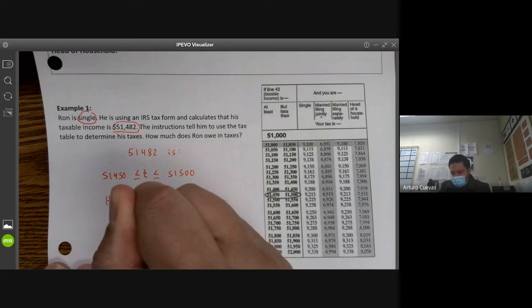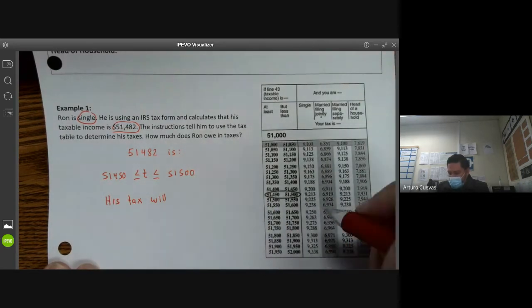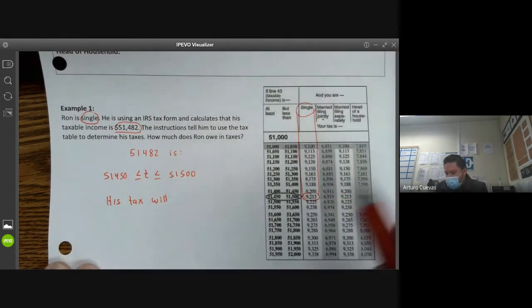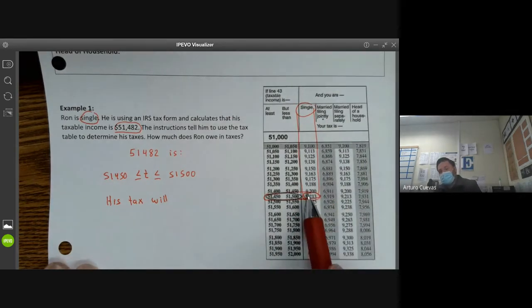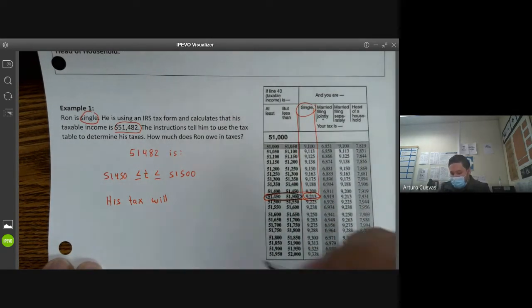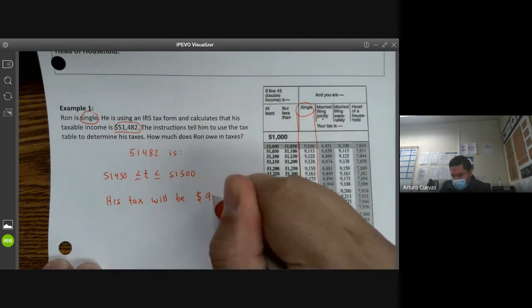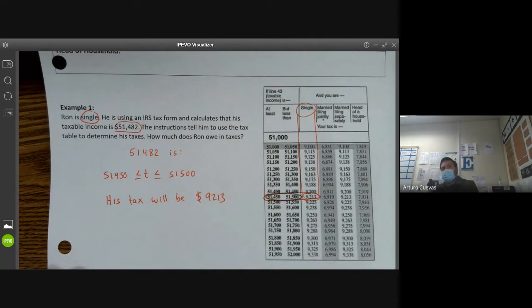Anybody? 9,213. Yes, because he's single. So we are going in this column, and this is how much he makes. So we're going in that column. Where they intersect, that is his tax. 9,213. So if you're doing the tax, you're saving money, you have to use tables like this.